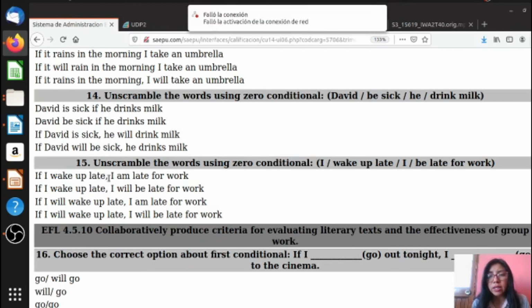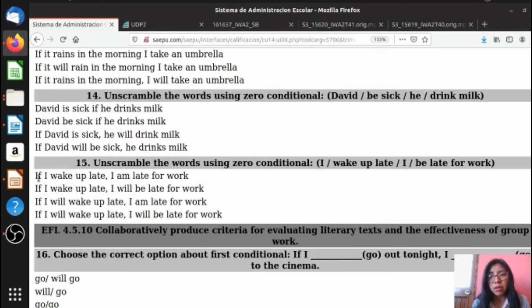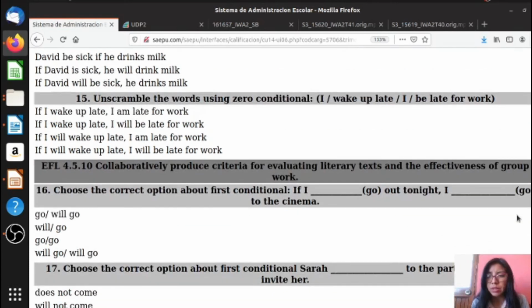And in this case, I am using a comma because if is located at the beginning of the sentence, so I need to use a comma. Okay, so remember, you have to use only present simple in zero conditional. Okay, we are going to go with the next question.